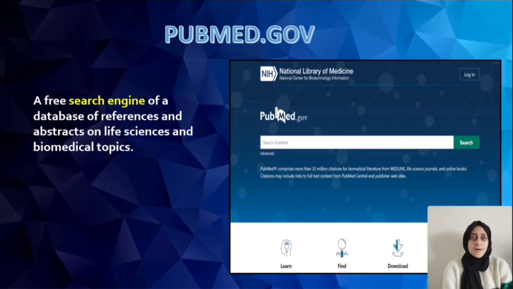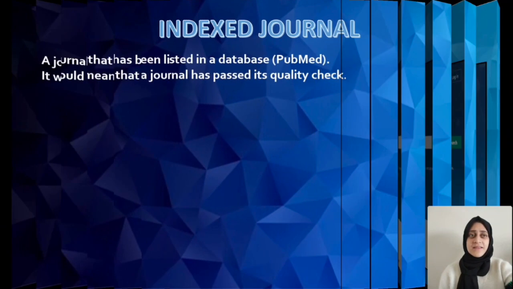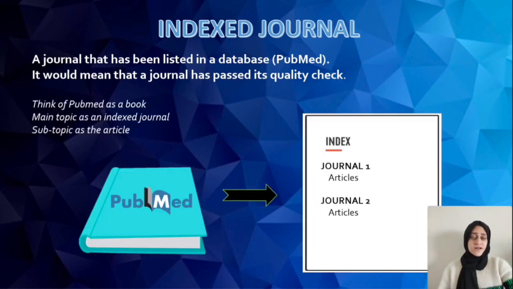Then we talk about PubMed.gov. Now, it is a free search engine database of references and abstracts on life sciences and biomedical topics. Simply put, think of PubMed as Google search, but for research articles. Then, what is an indexed journal? So it's a journal that has been listed in a database. For instance, PubMed is a database. We could use the analogy of PubMed being a book, and the index page has the journal names listed on it. If it's not there, it means it's not indexed.